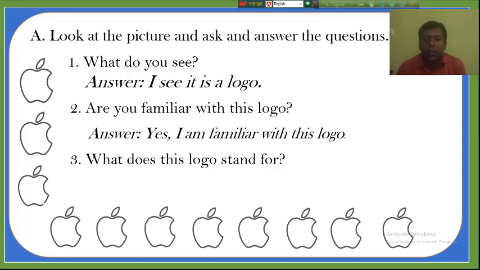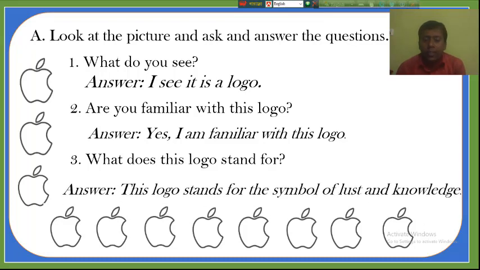What does this logo stand for? This logo stands for the symbol of lust and knowledge. Dear students, remember these questions and answer about this logo.